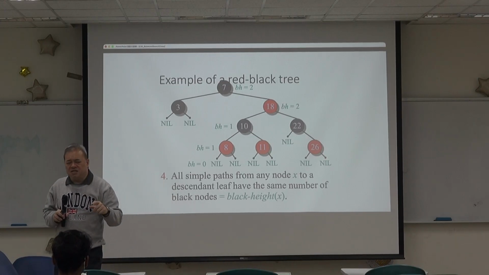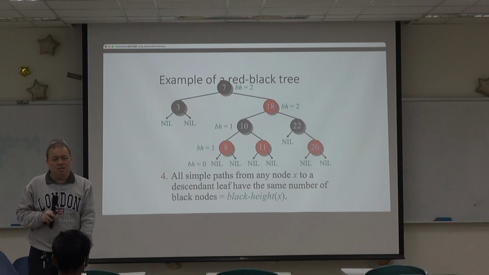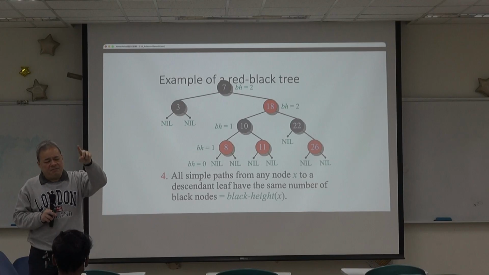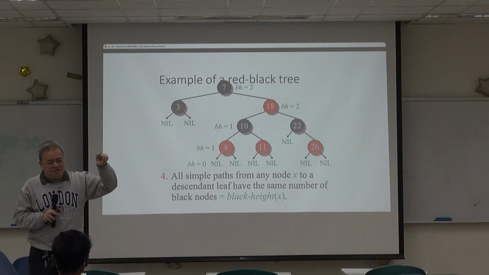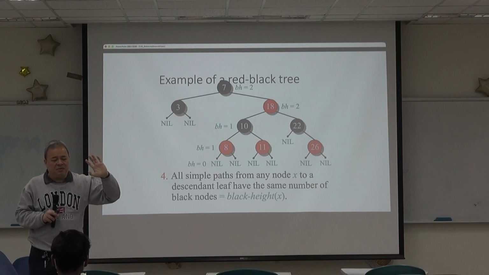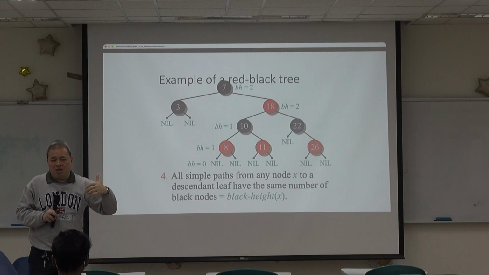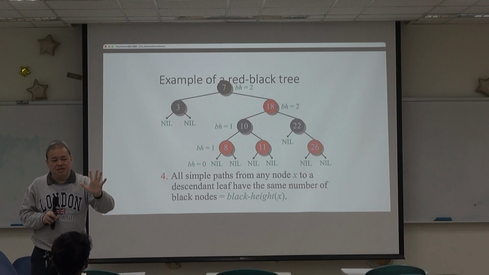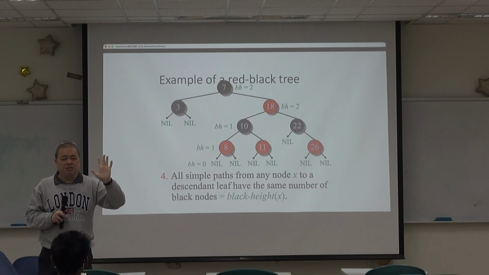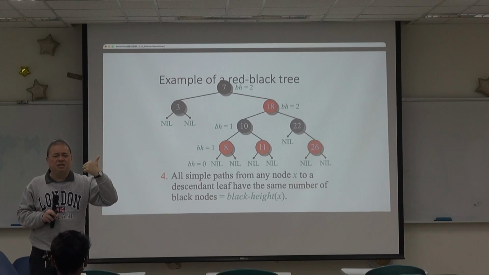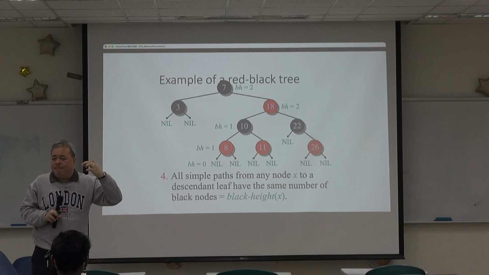The important thing is to look at those black nodes. No matter which path you take, you always have the same number of black nodes, right? So if you only count black nodes, in some sense, this tree is balanced, right? We will make use of this property to prove some stuff later on. I just want to point out, even though this tree doesn't look balanced, it has some balance property.